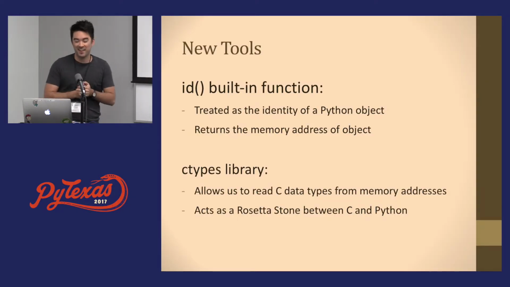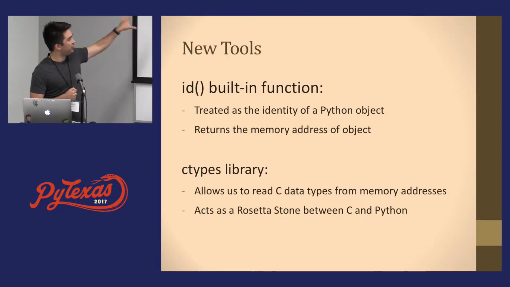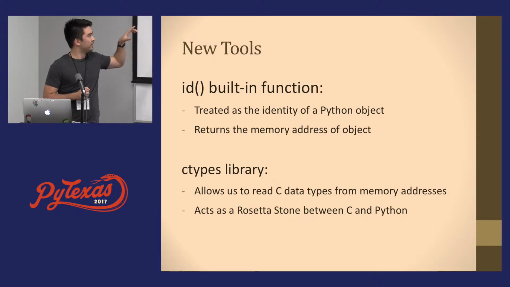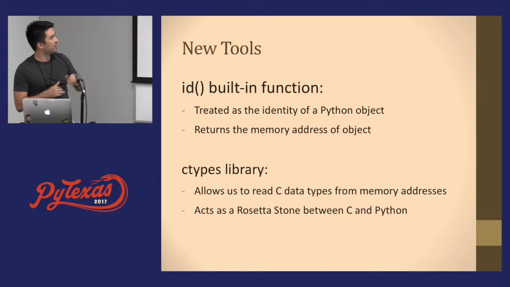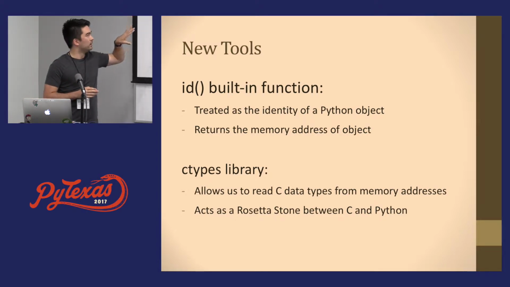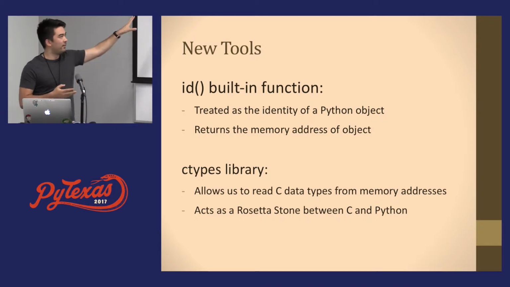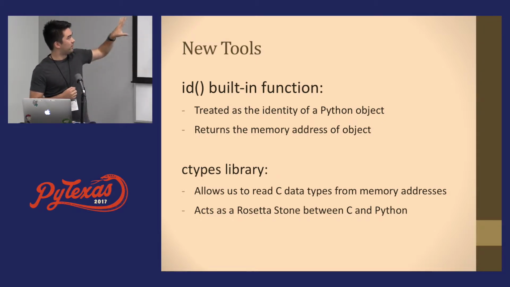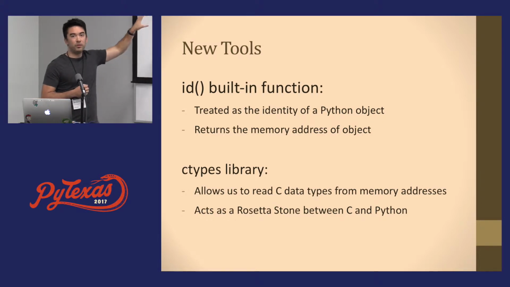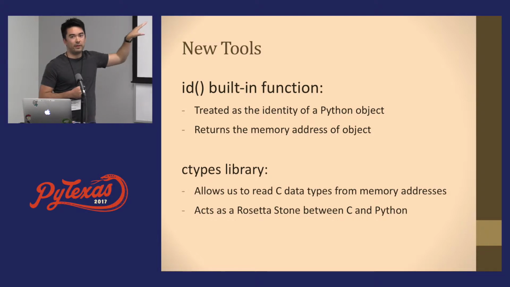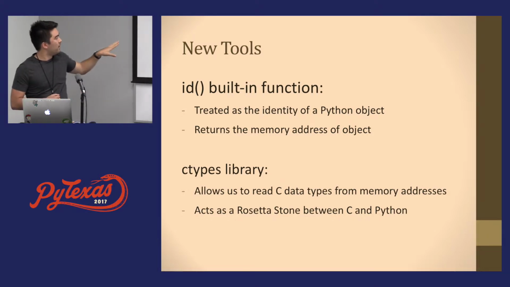So how are we going to do this? We're going to use two tools mainly. We're going to use the ID function. It's a built-in. That's going to tell us where in memory the object that you hand it lives. This is CPython specific. You can always treat it like an identity, but we're going to use it specifically to find where in memory it is.